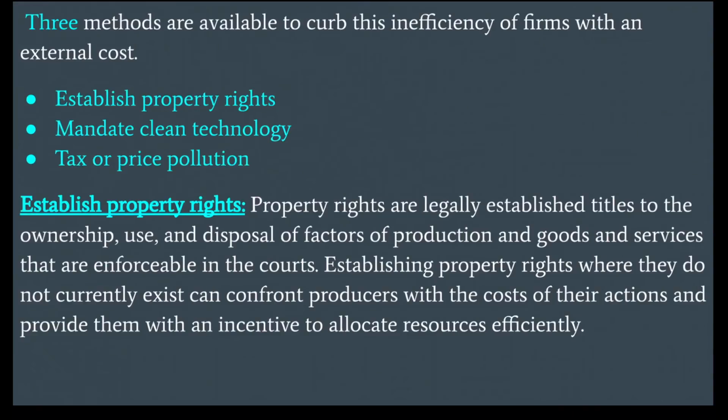Three methods are available to curb this inefficiency of firms with an external cost. Establish property rights, mandate clean technology, tax or price pollution. The first one, establish property rights. Property rights are legally established titles to the ownership, use, and disposal of factors of production and goods and services that are enforceable in the courts. Establishing property rights where they do not currently exist can confront producers with the cost of their actions and provide them with an incentive to allocate resources efficiently.